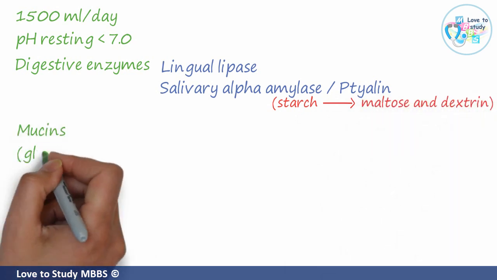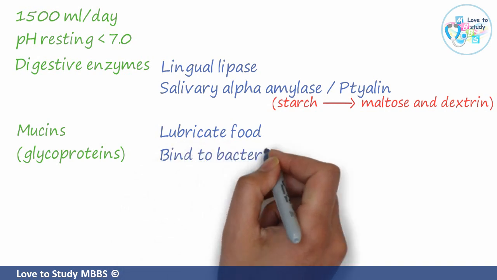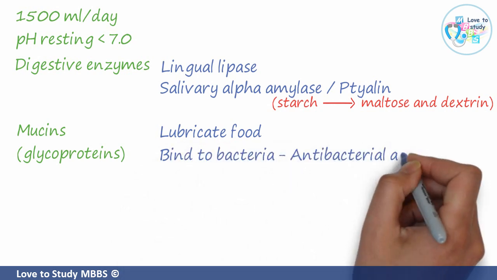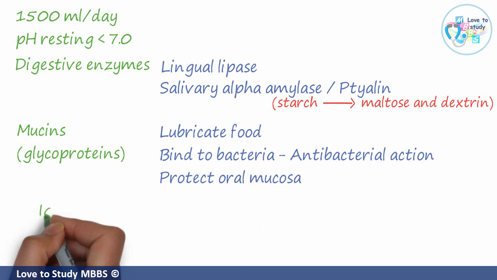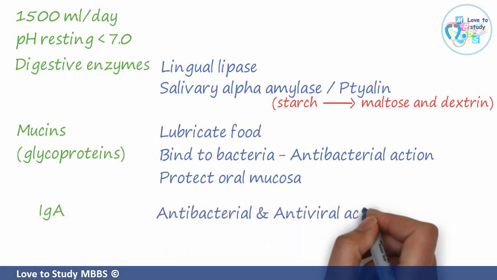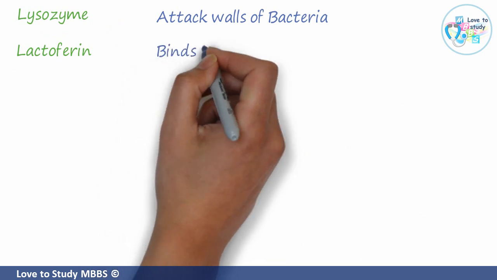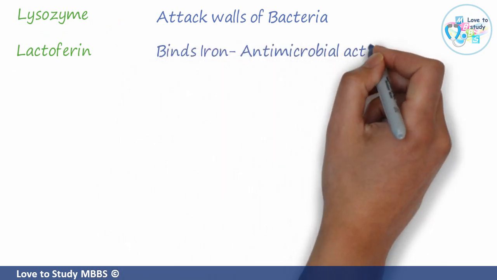Mucins are glycoproteins which aid in lubrication of the food. They bind to bacteria and suppress their actions, and also they give protection to the oral mucosa. Immunoglobulin A has antibacterial and antiviral action, and lysozymes attack walls of bacteria. Lactoferrin is an iron-binding glycoprotein, thus it is closely related to the antimicrobial action.